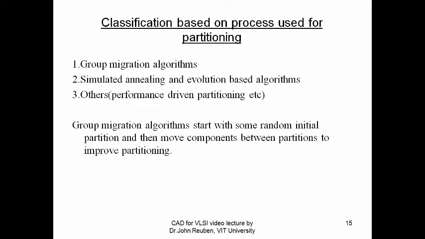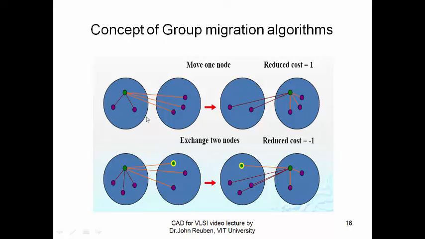So what is group migration? We will talk about it because we are going to discuss the Kernighan-Lin algorithm in the next lecture, which is basically a group migration algorithm. In the group migration algorithm, they believe in migration of nodes across the partition. We start with some initial partition and then we move nodes across the partition to improve it. This illustration will explain that. Here we have two partitions. I'm assuming an initial partition, and these are the nodes.